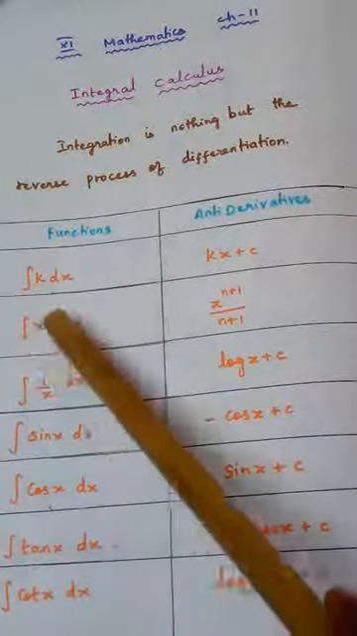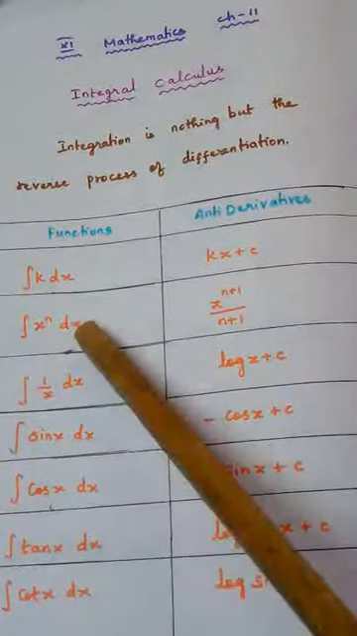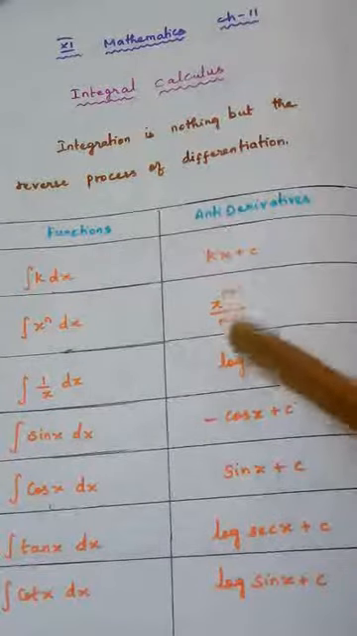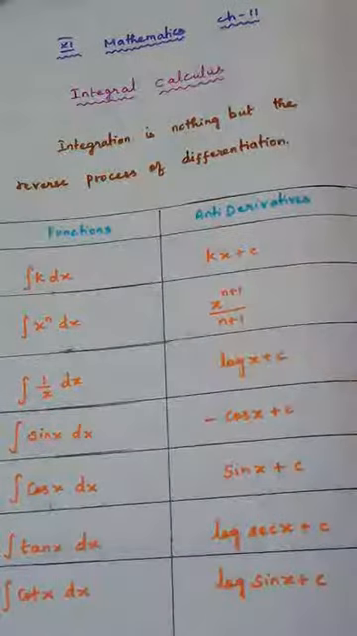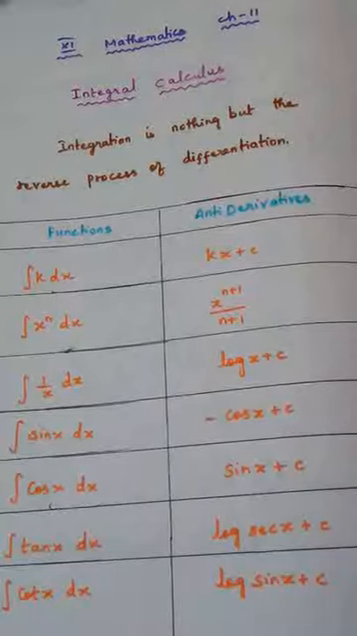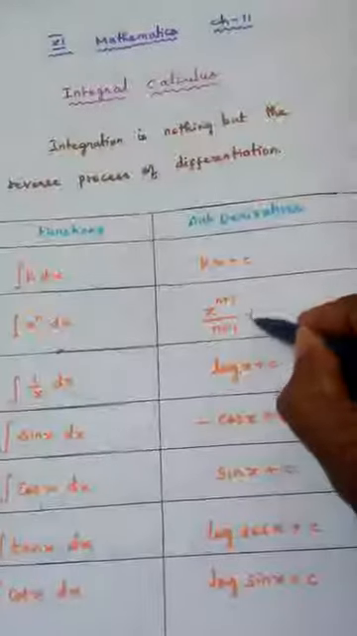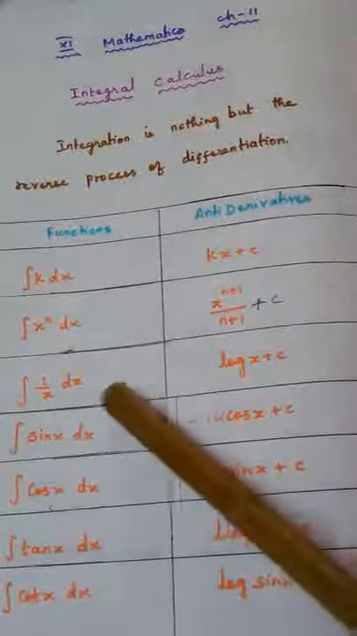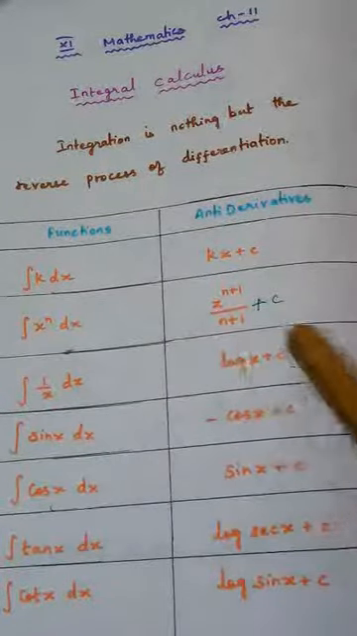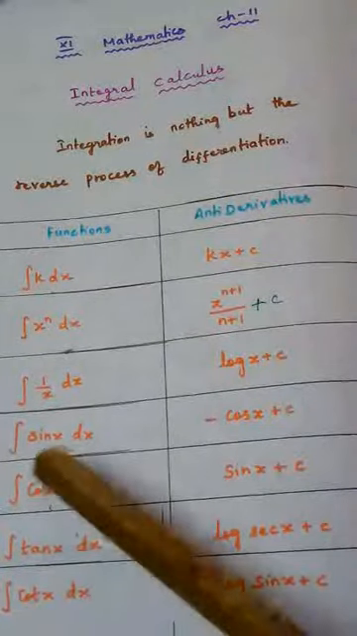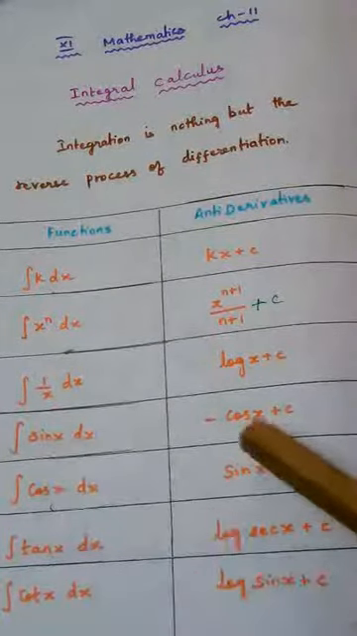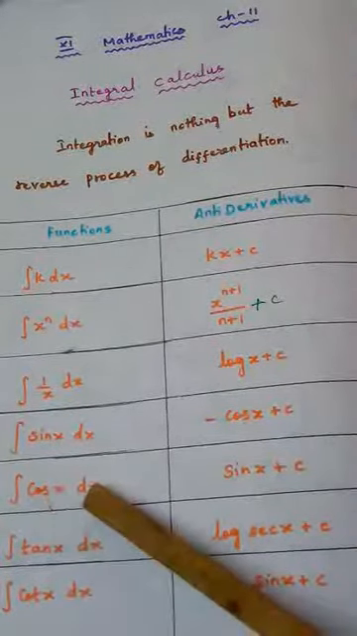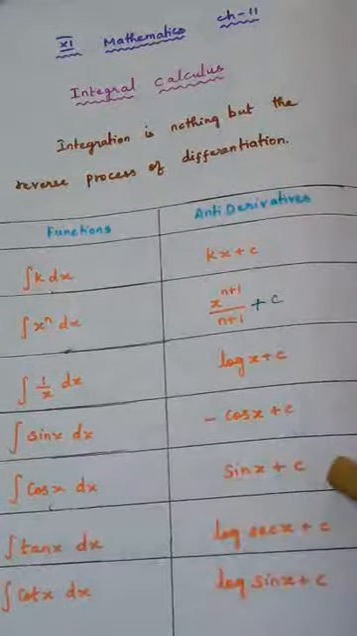Integral x power n dx, the answer is x power n plus 1 by n plus 1. I forgot to put plus c there. Here also plus c should come. And then integral 1 by x dx is log x plus c. Integral sin x dx is minus cos x plus c. Integral cos x dx is sin x plus c.